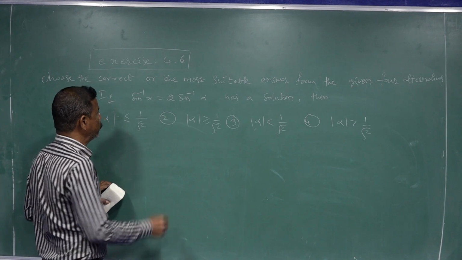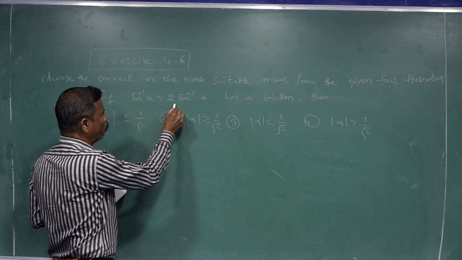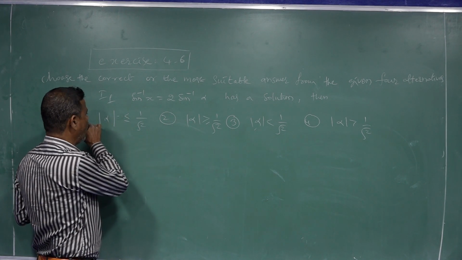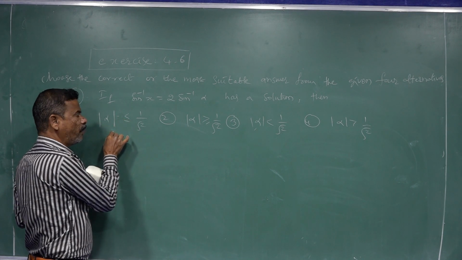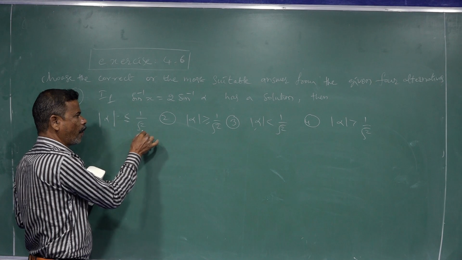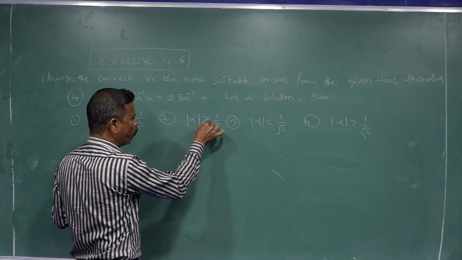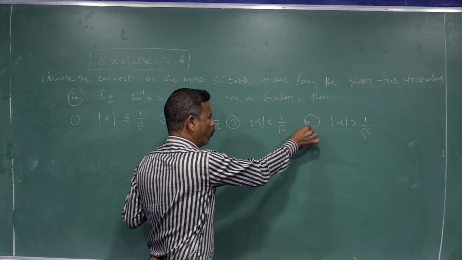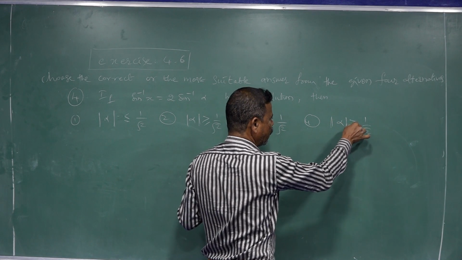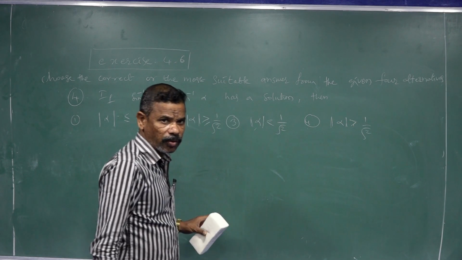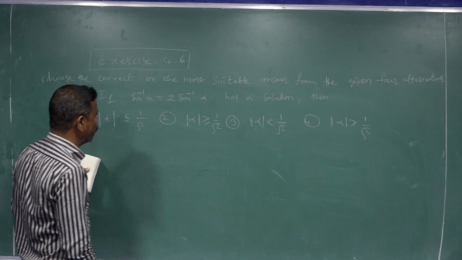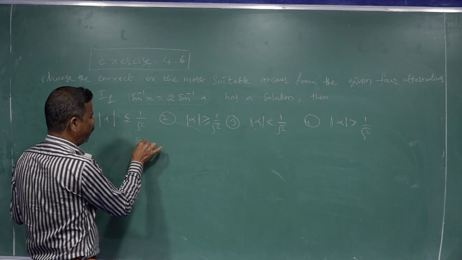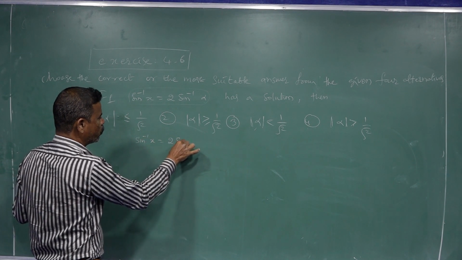Okay. Fourth question: if sin inverse x is equal to 2 sin inverse alpha has a solution, then option 1: modulus of alpha is less than or equal to 1 by root 2. Option 2: modulus of alpha greater than or equal to 1 by root 2. Third: modulus of alpha less than 1 by root 2 only. Fourth: modulus of alpha greater than 1 by root 2 only. Which is the correct option? How do we find this? What is given here? Sin inverse x is equal to 2 sin inverse alpha.